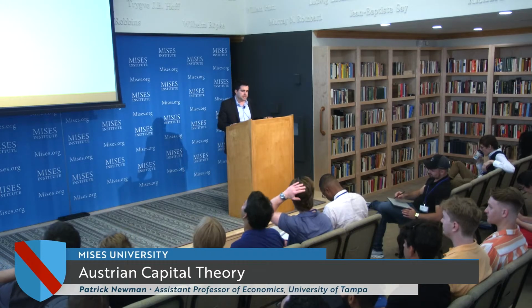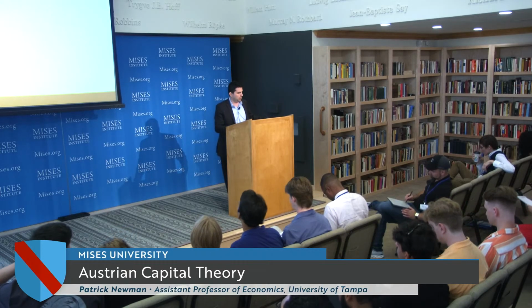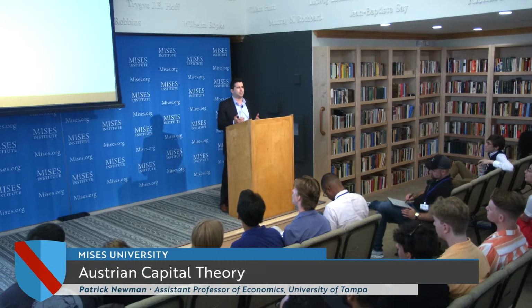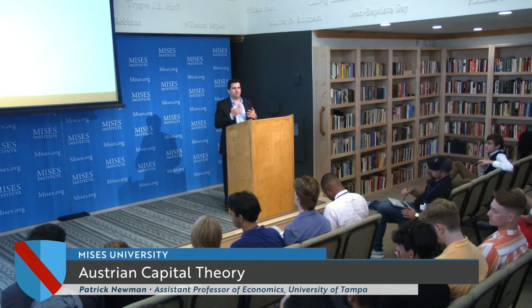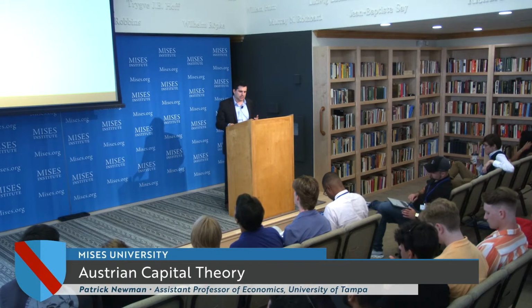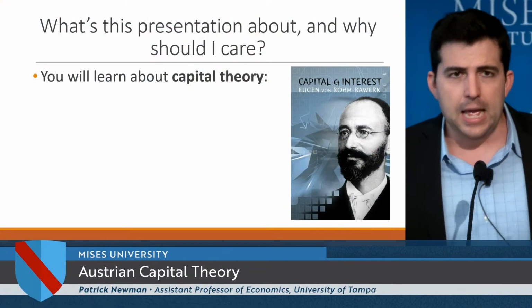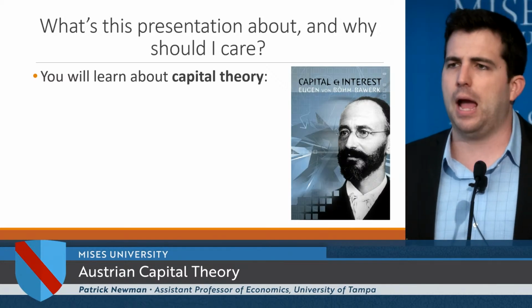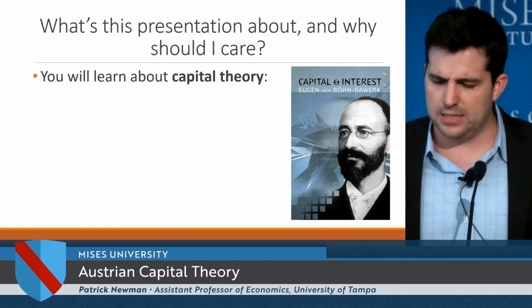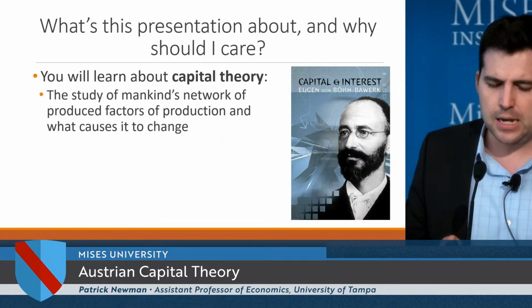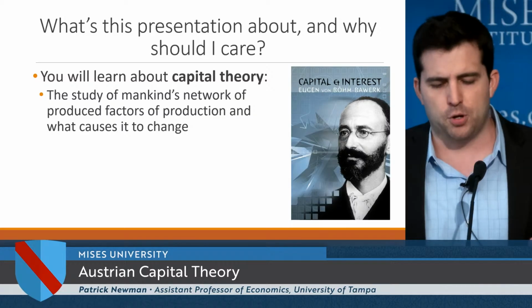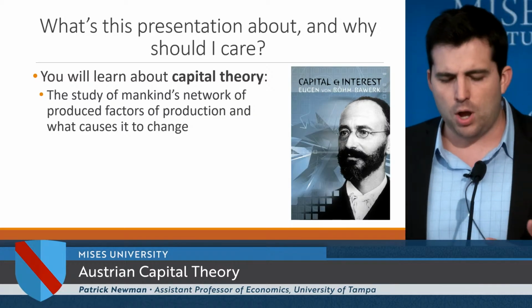So what's this presentation about, and why should you care? Because you see the title and it says Austrian capital theory, and you're kind of wondering, like, okay, I haven't heard this in an economics class before. Well, you're going to learn about capital theory, right? A very famous book on capital theory by really we can say the Austrian founder of capital theory, Eugen von Böhm-Bawerk. It's called Capital and Interest. And how can we define capital theory right now? Just sort of a simple definition. It's the study of mankind's network of produced factors of production and what causes it to change.